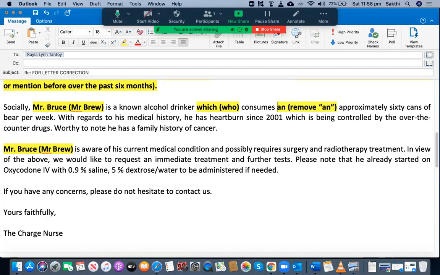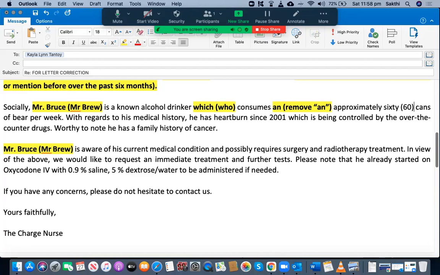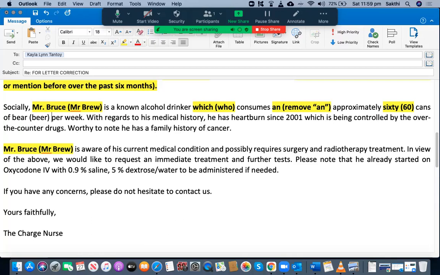Approximately 60 cans of beer per week. For numbers that are above 10, you can use the same numbers. That's fine. There is no issue. You can use that. There's no harm in that. But for numbers between 1 and 10, you have to use words, okay? So 60 cans of beer. Is it beer? No, I don't think so. There's a spelling mistake. I don't think that it is beer. Beer is different.